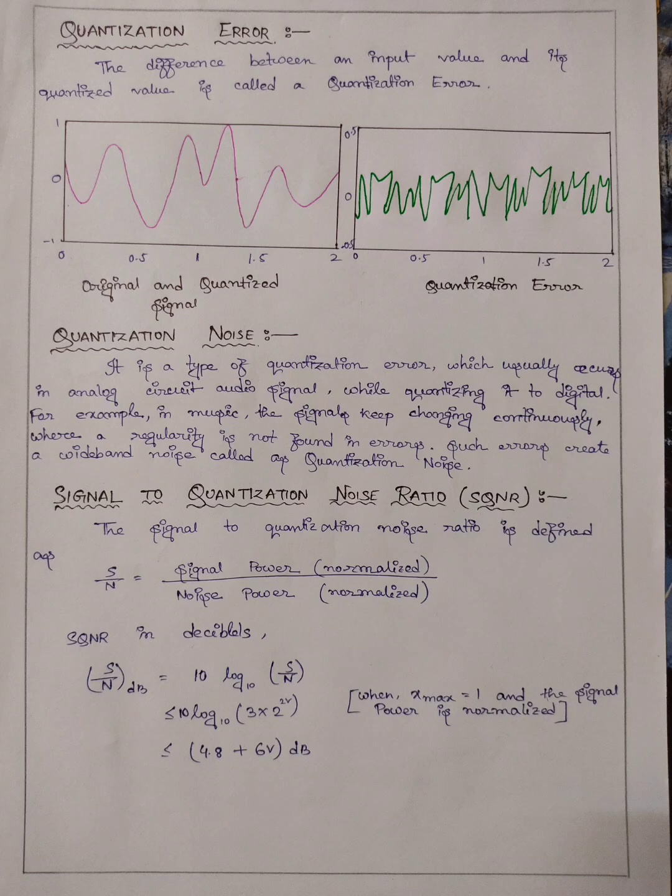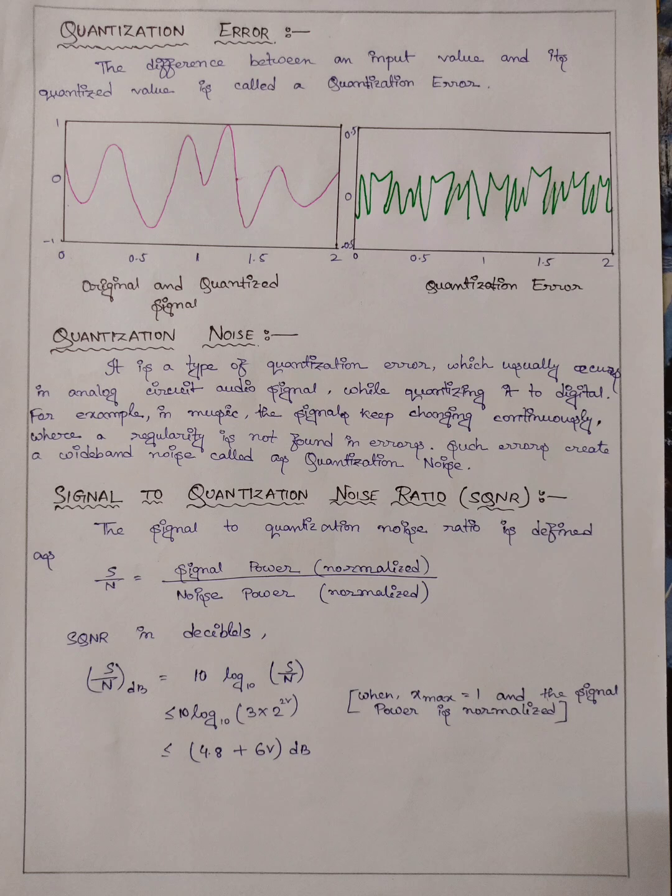Next, quantization noise. It is a type of quantization error which usually occurs in analog circuit audio signals while quantizing them to digital. For example, in music, the signals keep changing continuously, where a regularity is not found in errors. Such errors create a wideband noise called quantization noise.